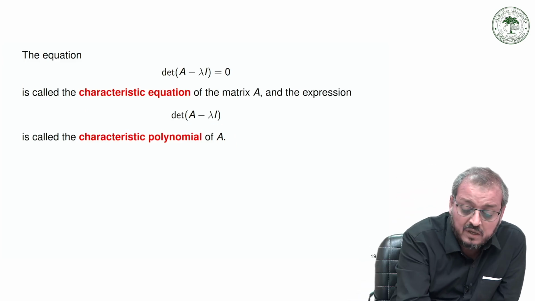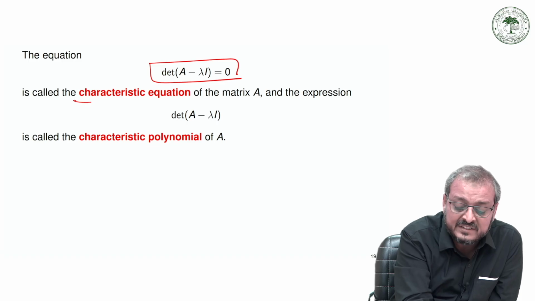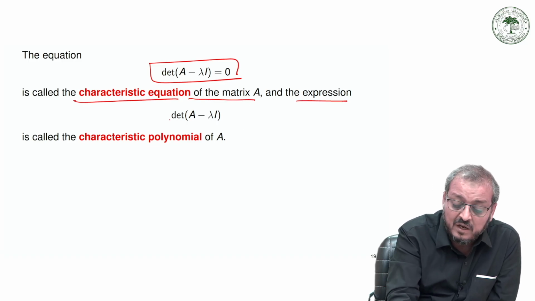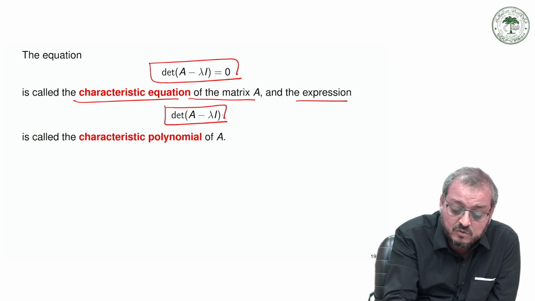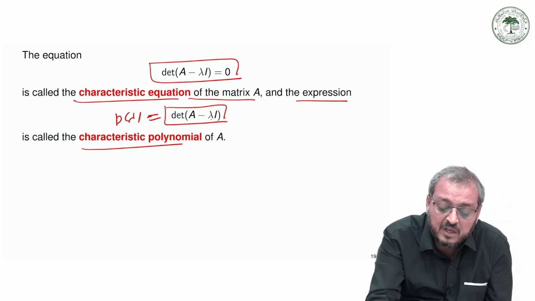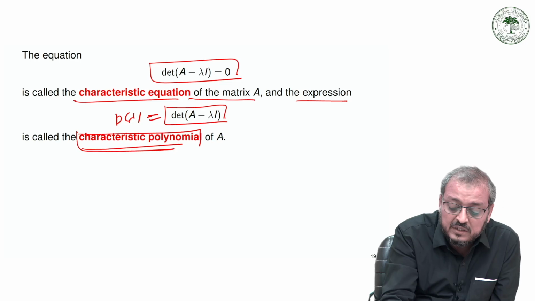The equation determinant of A minus λI equal to 0 is called the characteristic equation of the matrix A, and the expression determinant of A minus λI is called the characteristic polynomial. This is denoted by P(λ) equal to determinant of A minus λI, the characteristic polynomial of the matrix A.